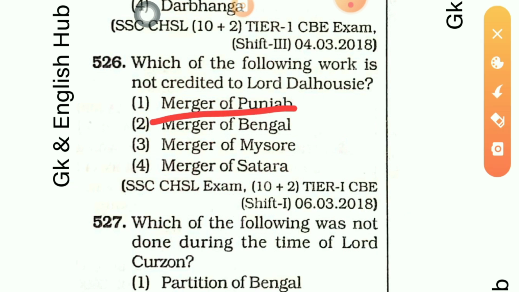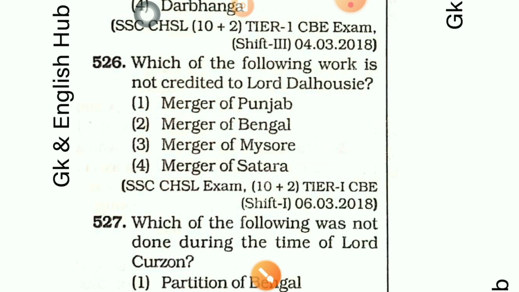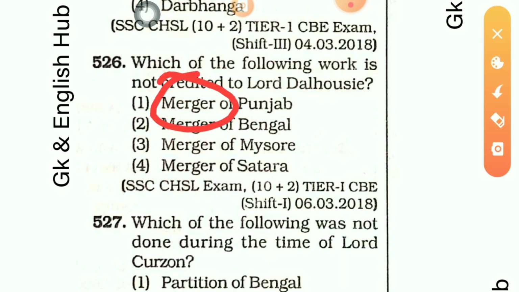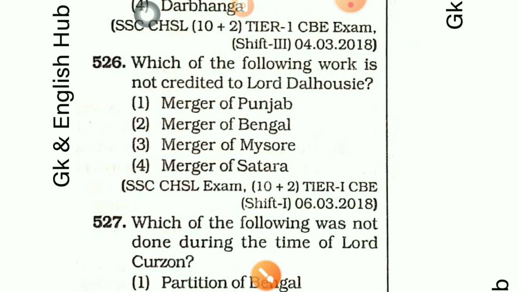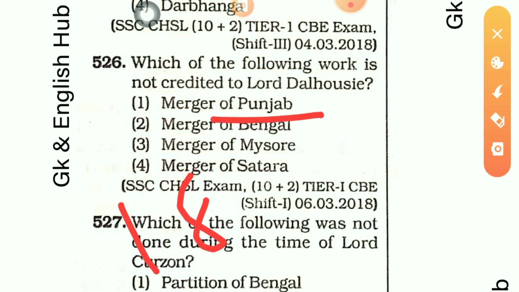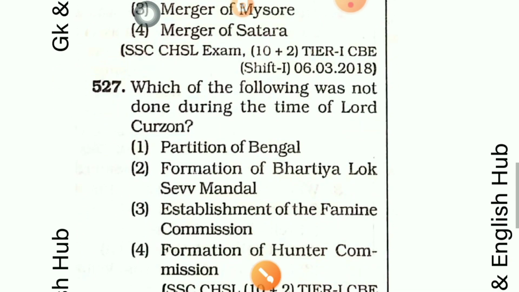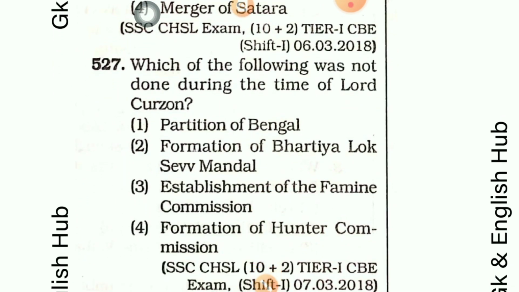Okay, merger of Punjab, merger. I think there are some mistakes in these questions. This word merger is wrong, as Satara was annexed. Satara was annexed in 1848. Punjab was annexed in 1849. So remember this. This question, I think, has a mistake. So just leave it. The next question, 527.